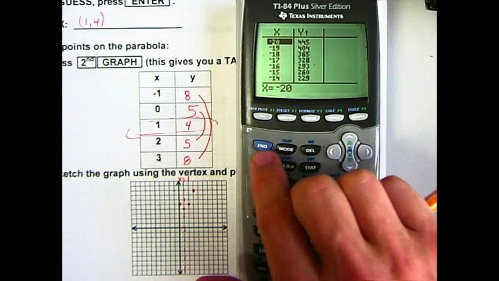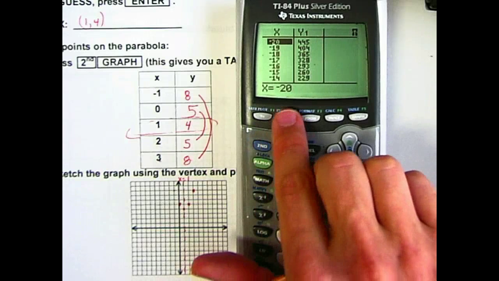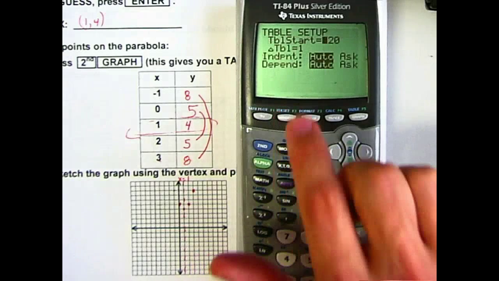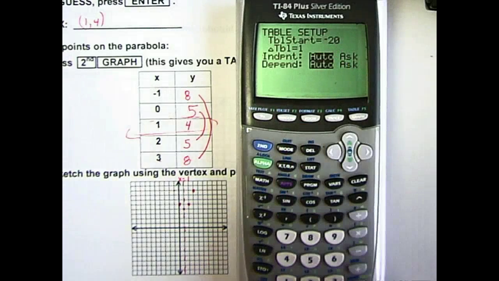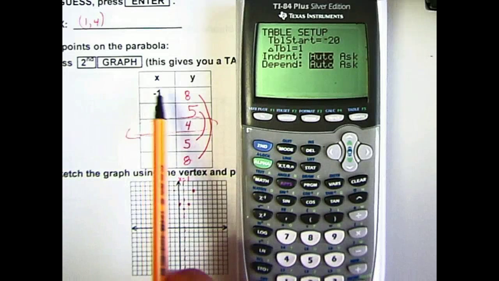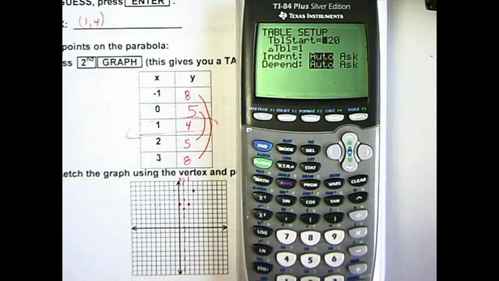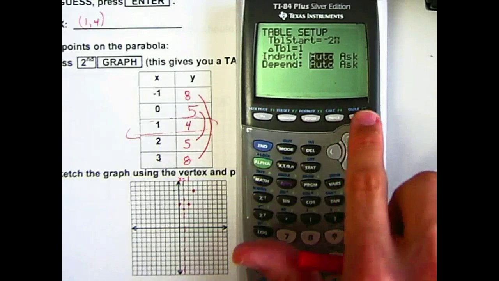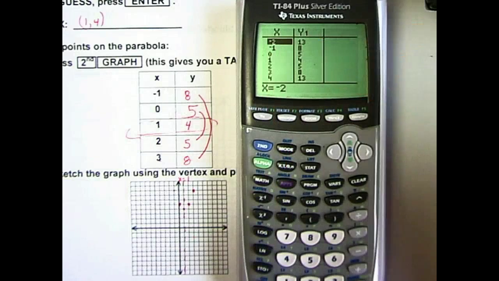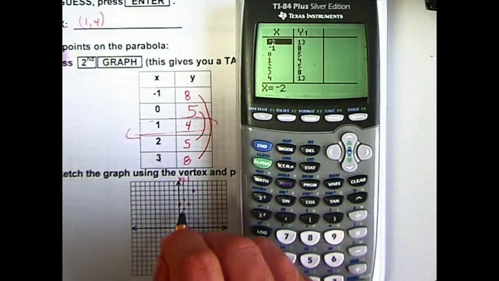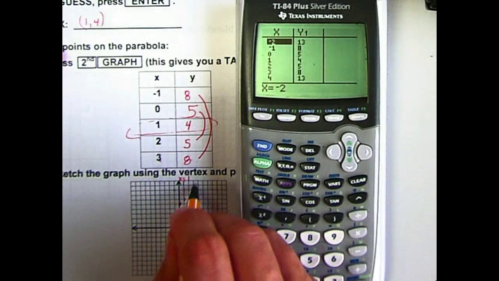I can go to second, and if you push this window button, it says table set above it. This just tells you where you can start your table. So if you want to start your table, I wanted to see -1 here, so let's say I go a little bit more negative there, and I wanted to start at -2. Now when I go second table, that's where my table starts. And so you can track down your values that way. So here's a nice looking parabola.